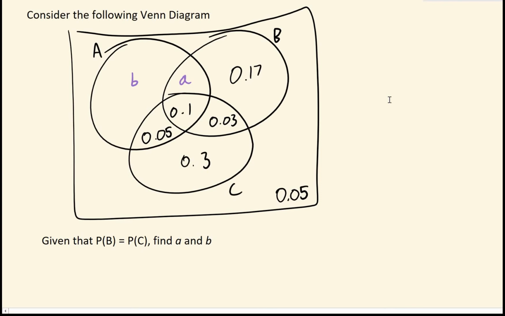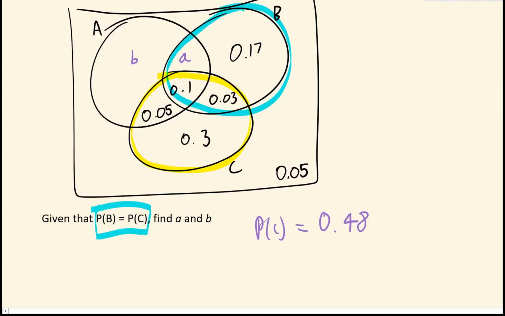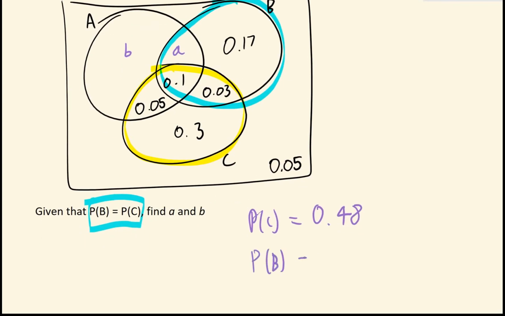Okay, another problem like a Venn diagram, especially at A level, is where they don't give you numbers, they just give you probabilities. So here we've got 3 events called A, B, and C, and we have 2 missing values to work out. We're actually given some information. We're told that the probability of B is the same as the probability of C. And we can use that to work out A. If we add everything together in C, so the probability of C is going to be these 3 things added together, which comes out at 0.48. That must equal the probability of B. Where if we add together all these things, we have 0.47.